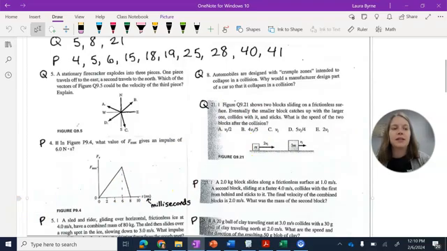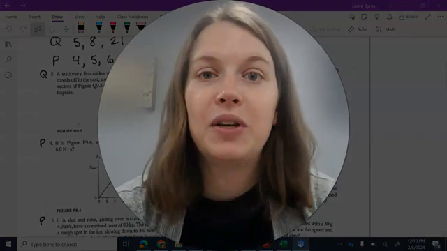So this was lesson number 2 on conservation of momentum. And let me know if you have questions.